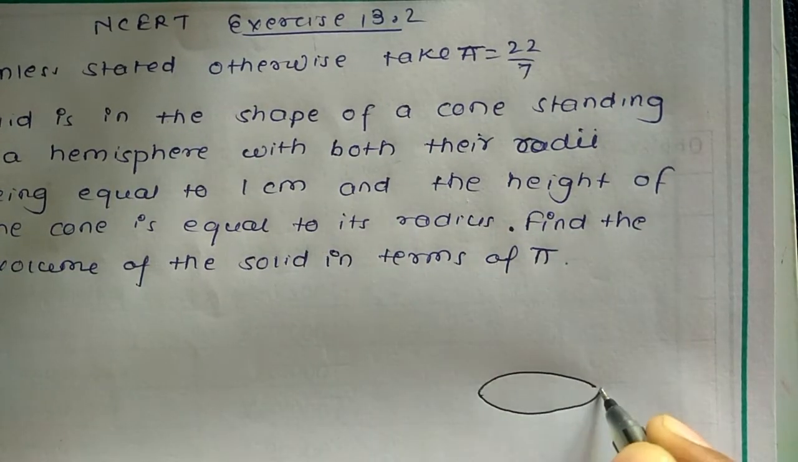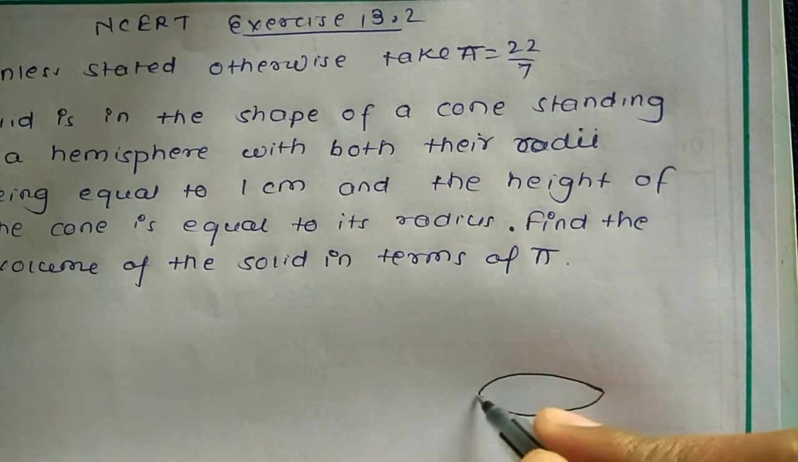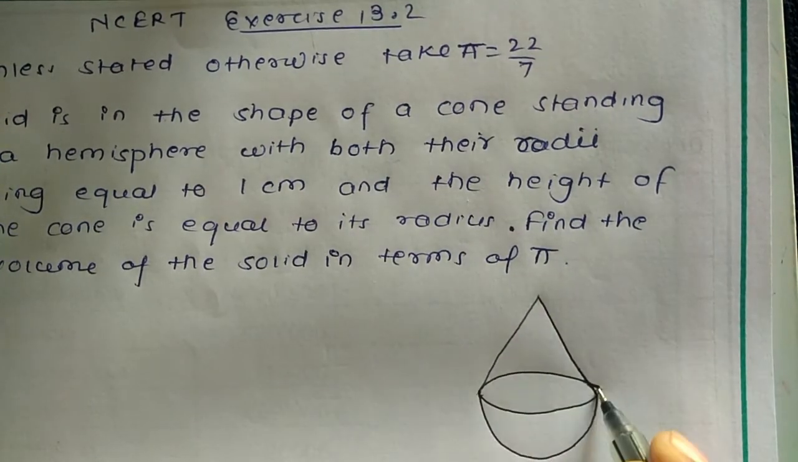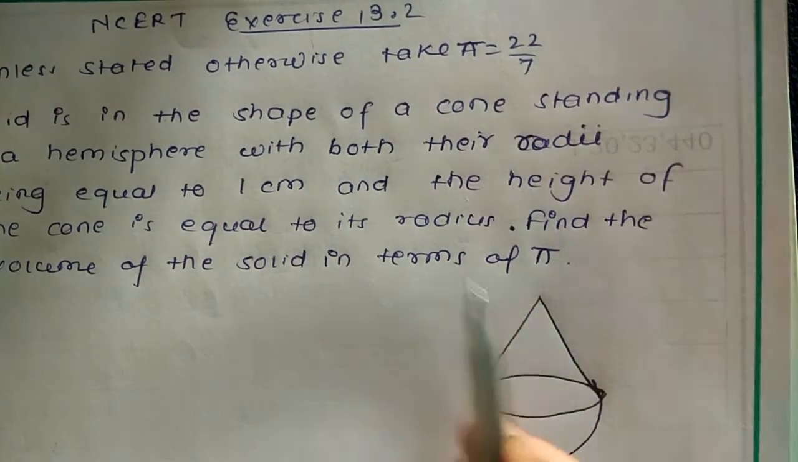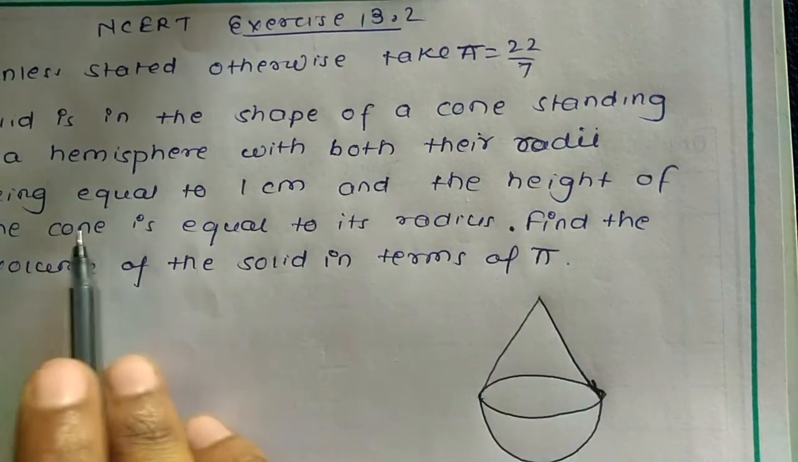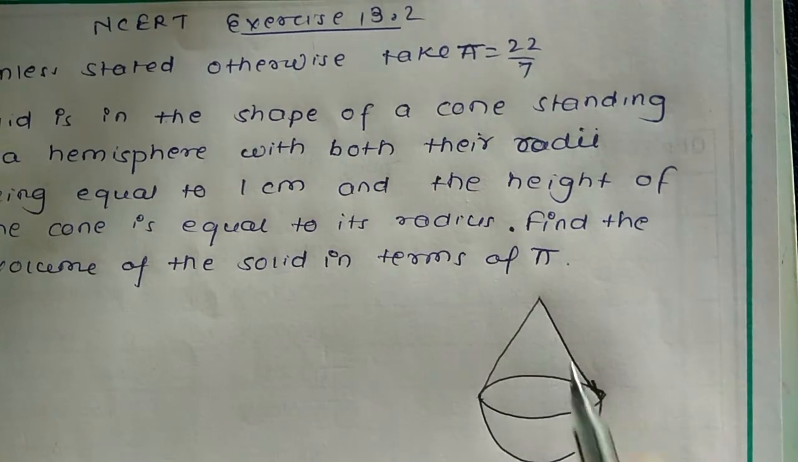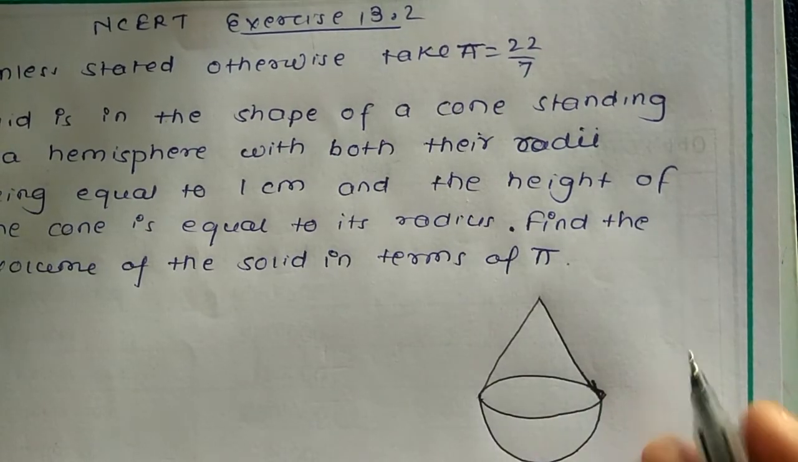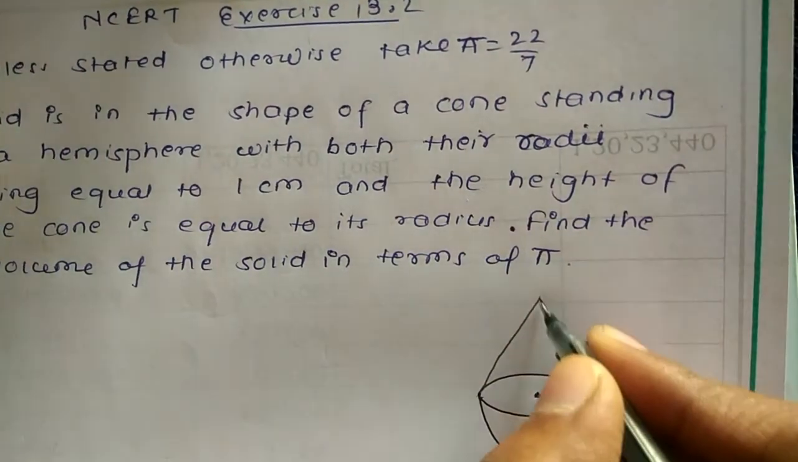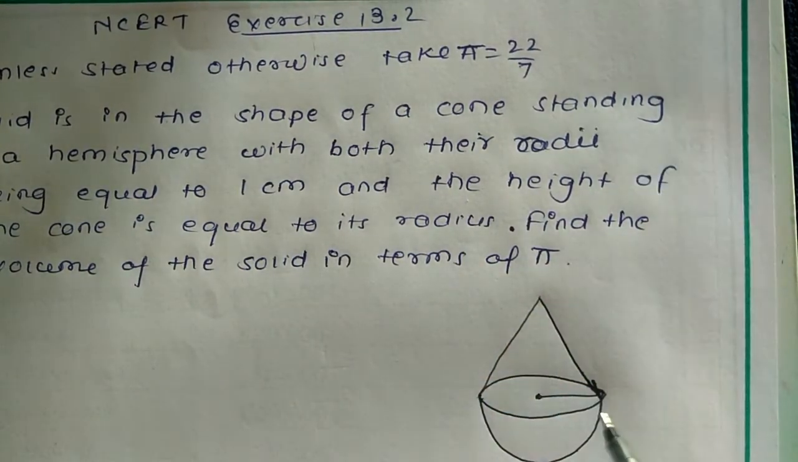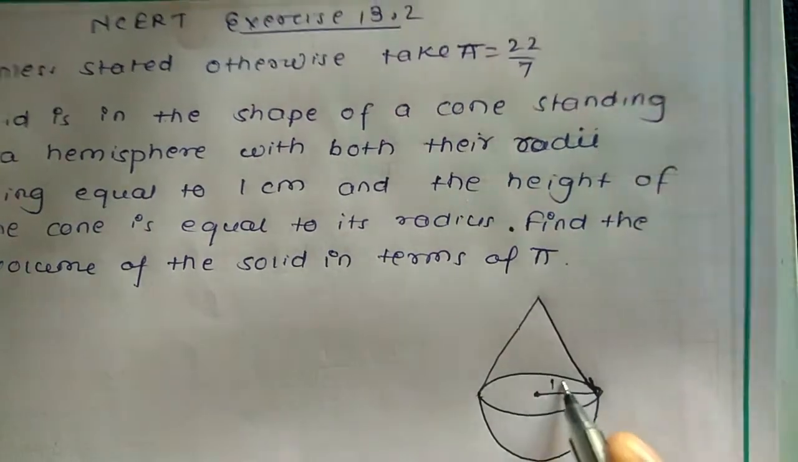So there is one solid in the shape of a cone standing on a hemisphere with both the radii being equal to 1 centimeter. It means the radius of the base of the cone and the radius of the top of the hemisphere are the same, because this cone has been fitted into the hemisphere. So the radius is given as 1 centimeter.